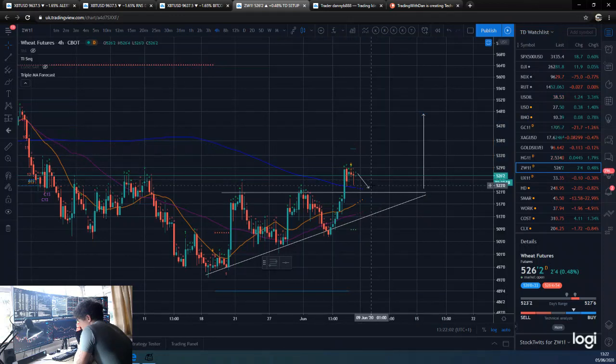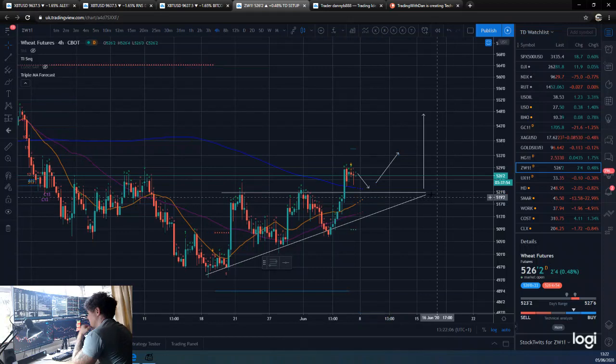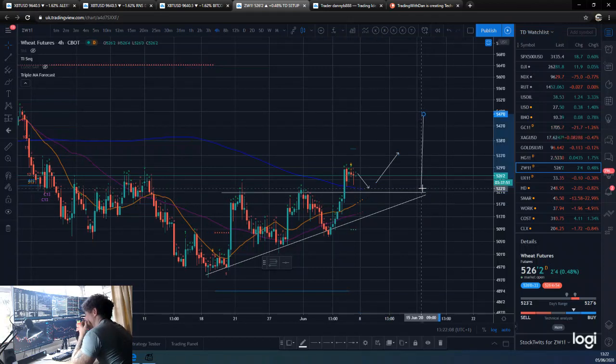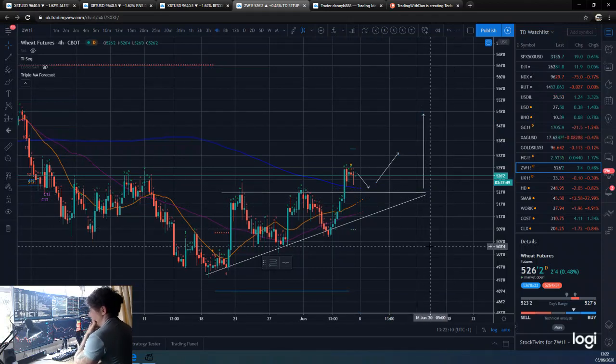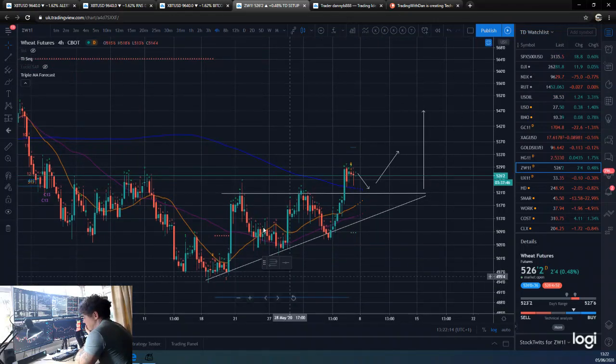So we'll just draw the line. We are complicating this, but I think I may publish this as an idea to TradingView. So yeah, that is the extended target. So that's a potential wheat futures trade here.